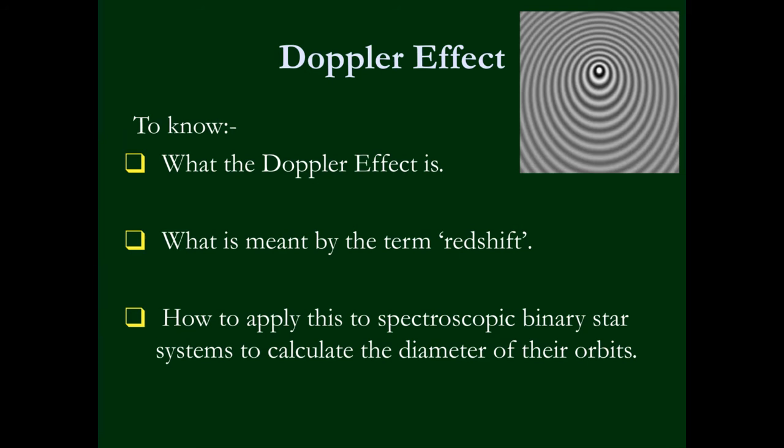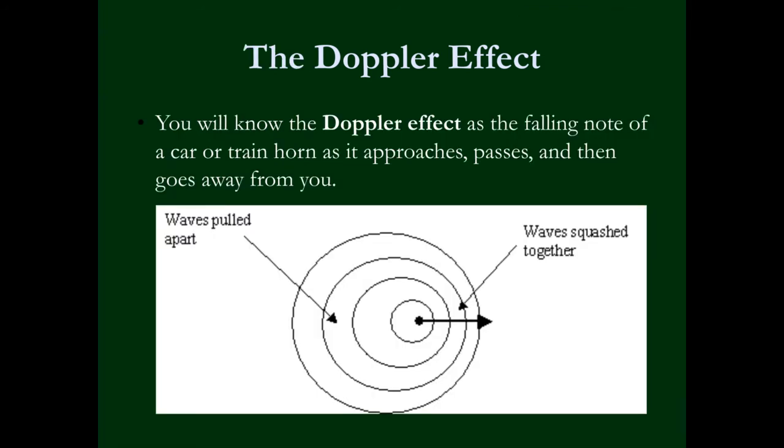Stretch out the waves in the direction it is moving away from, and these changes can be measured and considered. So this is what's known as the Doppler effect. And actually, you probably recognize it as you hear the falling note of a car or train horn as it approaches, passes, and goes away from you. So that change in pitch is the Doppler effect.